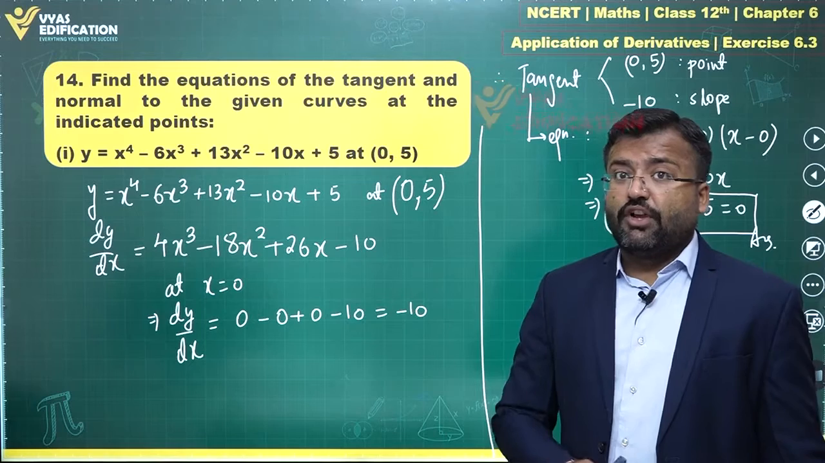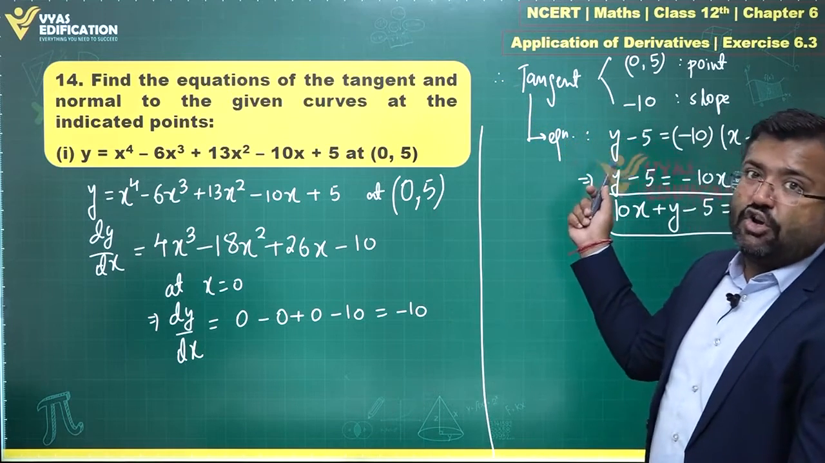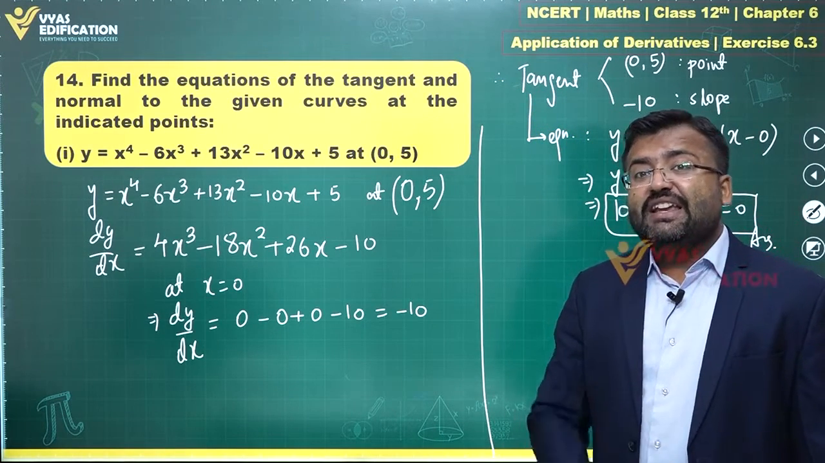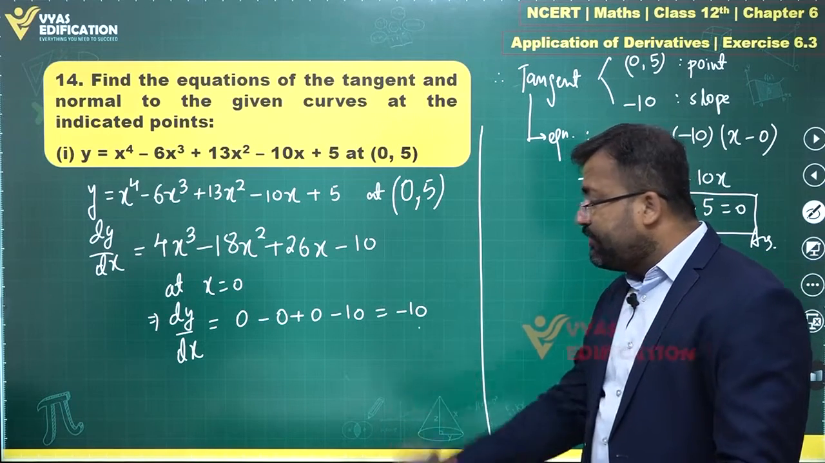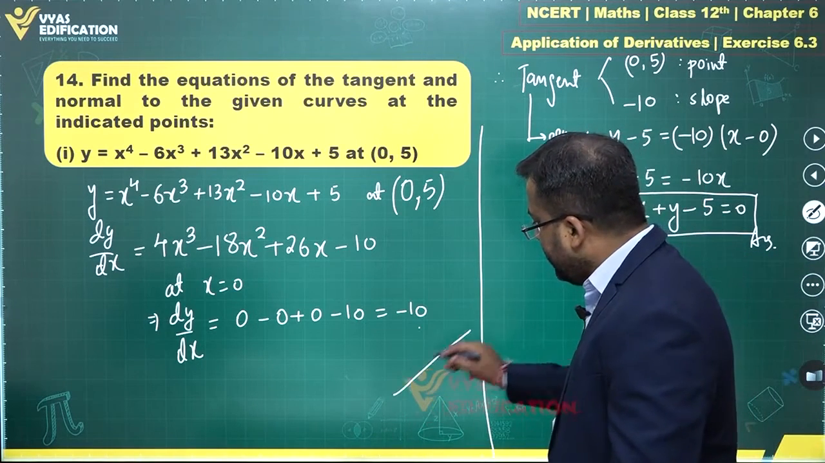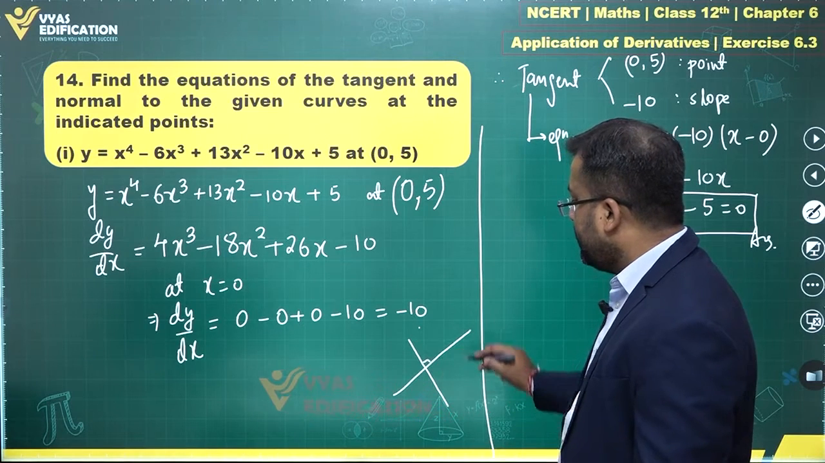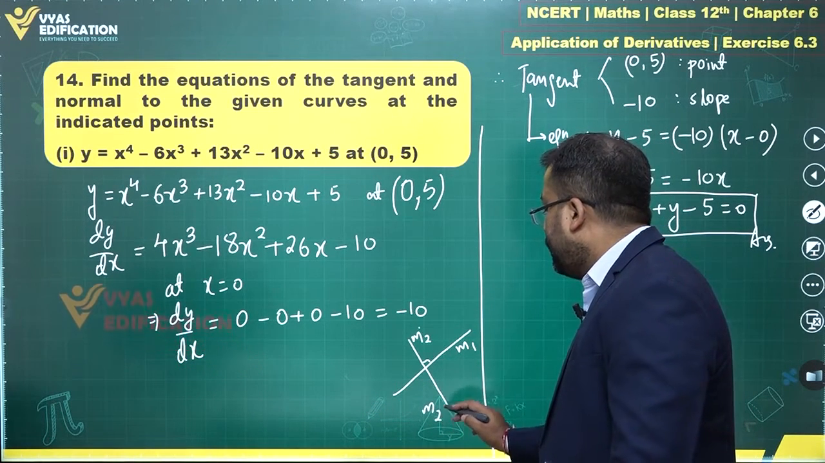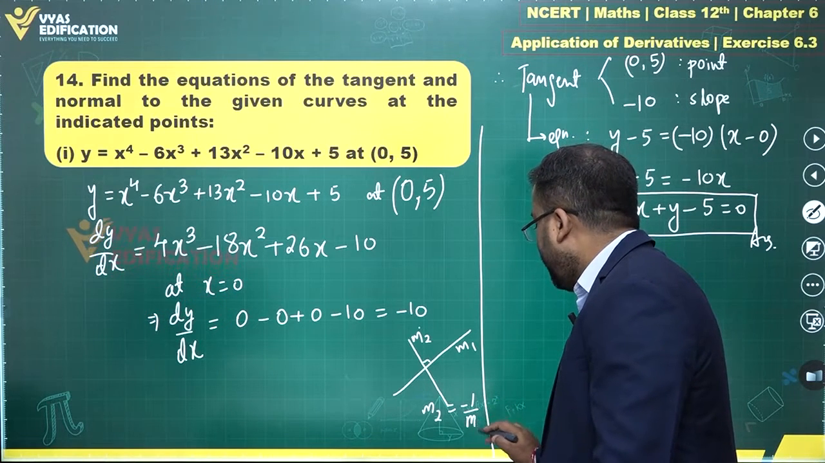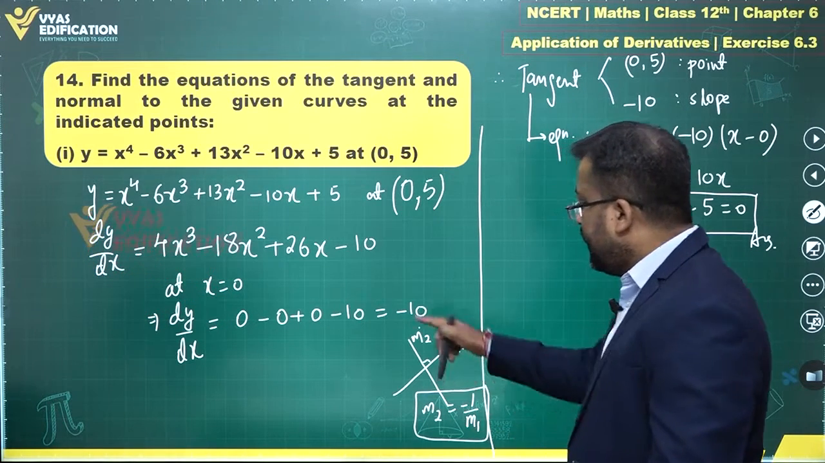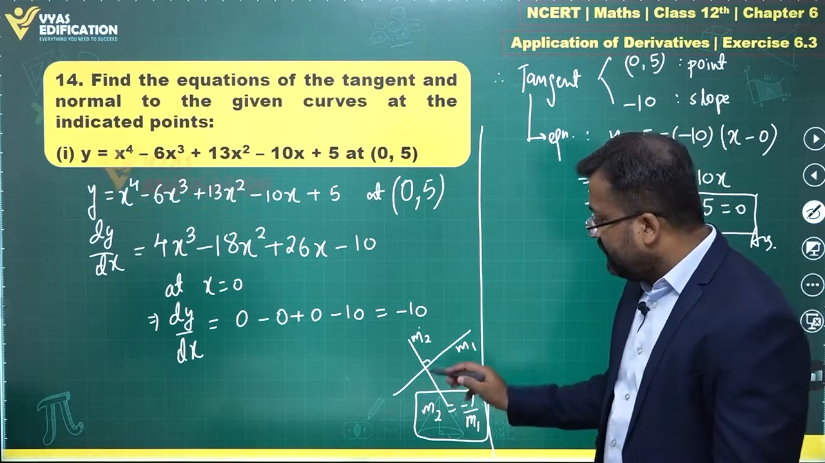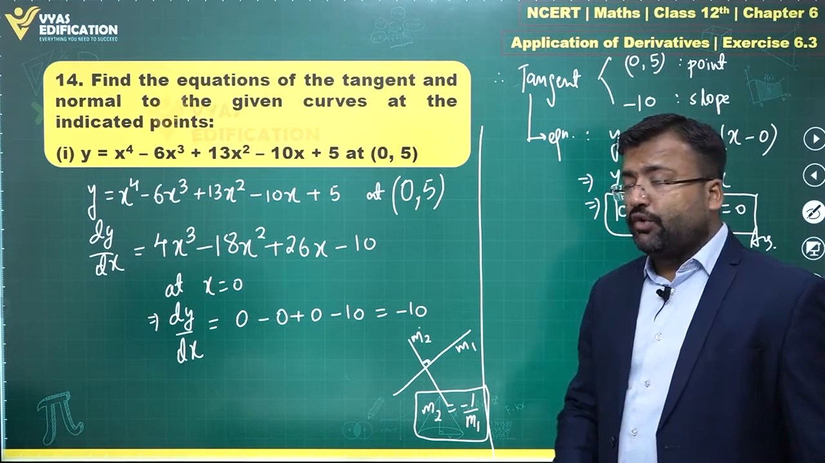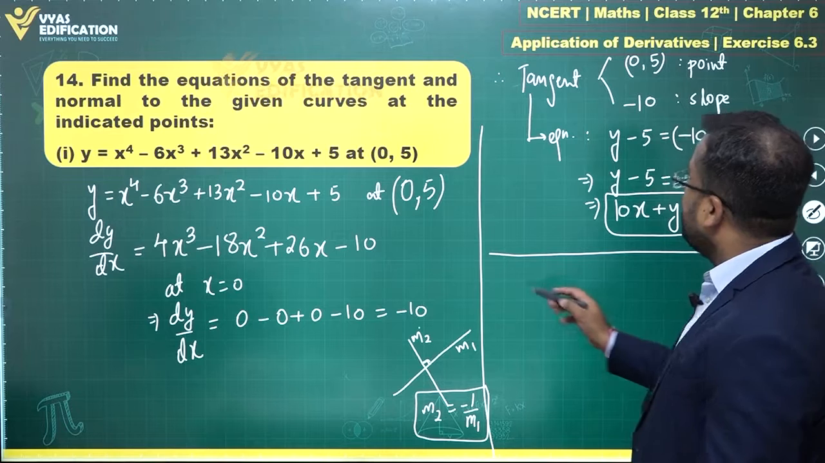What about the equation of the normal? For the normal, the point is already known. The slope can easily be found by taking the negative reciprocal of this. The tangent and the normal are perpendicular to each other. If this slope is m1, this slope is m2, then you know that m2 will be equal to minus 1 upon m1. The product of the slopes is minus 1 if the two lines are perpendicular. So on the basis of this, I can easily comment for the normal.